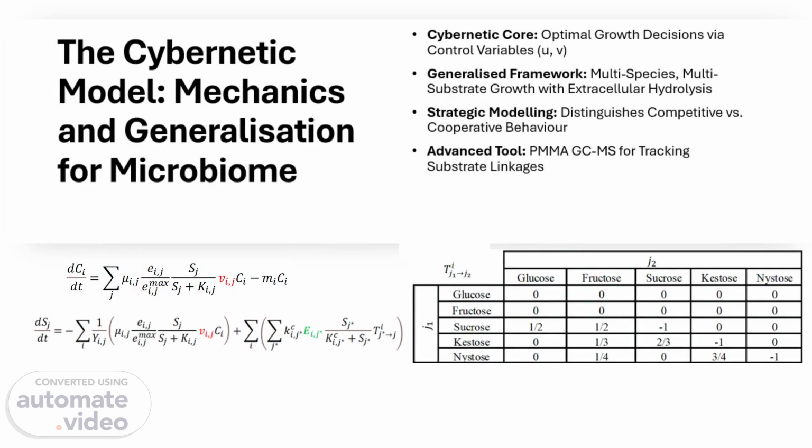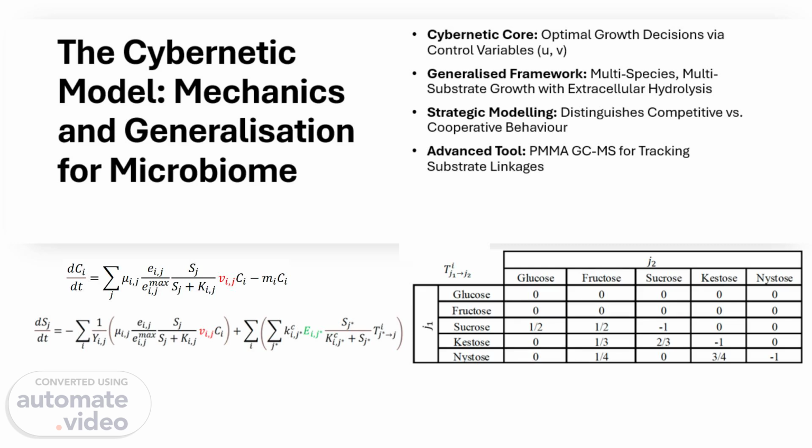The cybernetic model applied here for microbiome studies has a powerful core. It focuses on optimal growth decisions by microbial species, governed by control variables. It's a generalized framework capable of modeling multi-species, multi-substrate growth with extracellular hydrolysis. This allows for strategic modeling, distinguishing between competitive and cooperative behaviors within a microbial community.